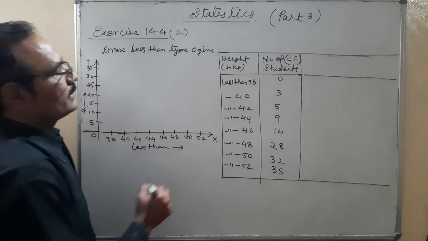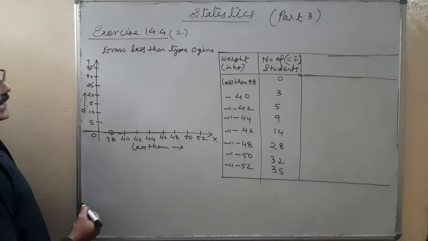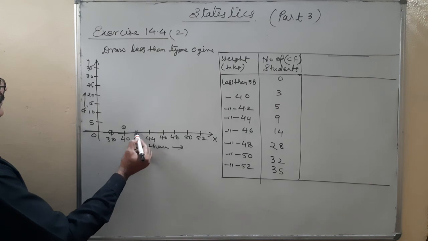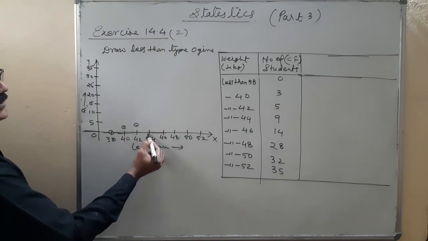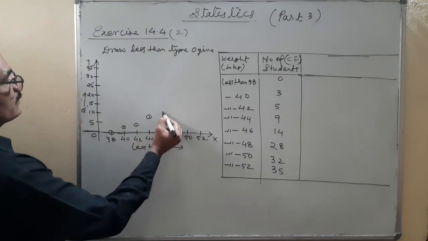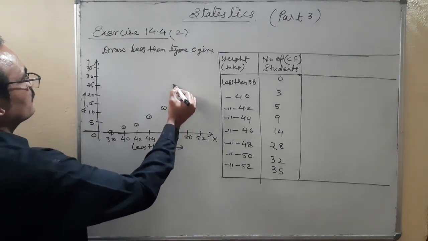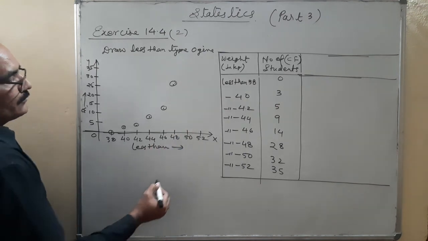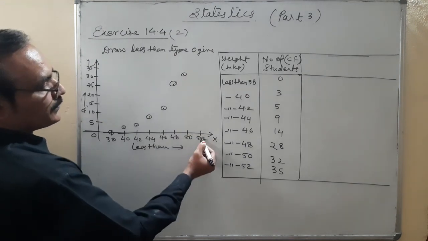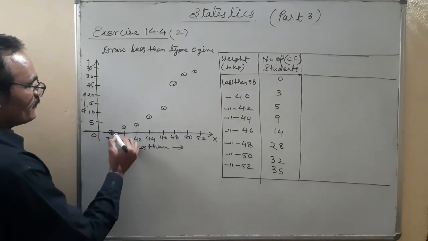Okay. Less than 38, 0. At 38, this is 0. At 40, this is 3. At 42, 5. At 44, 9. At 46, 14. At 48, 28. At 50, 32. And at 52, that is 35. Okay. We are joining it by freehand.